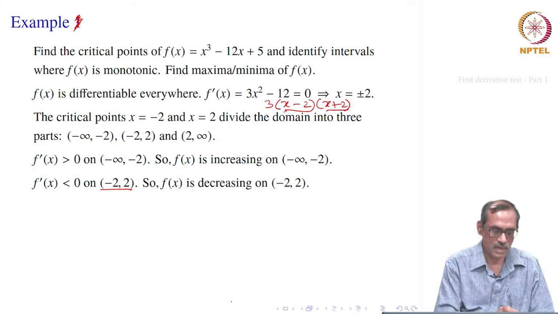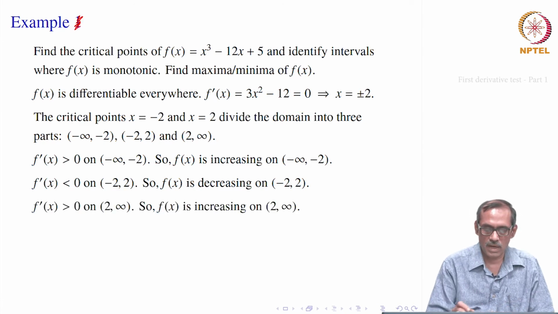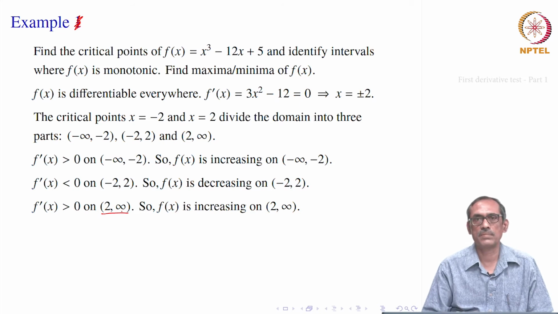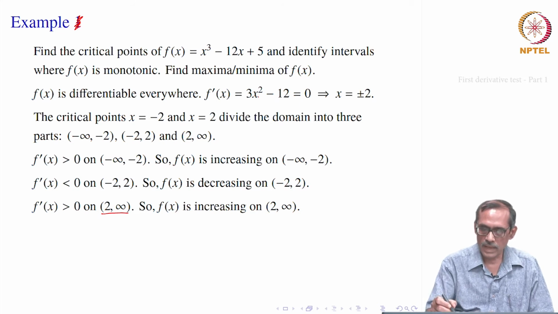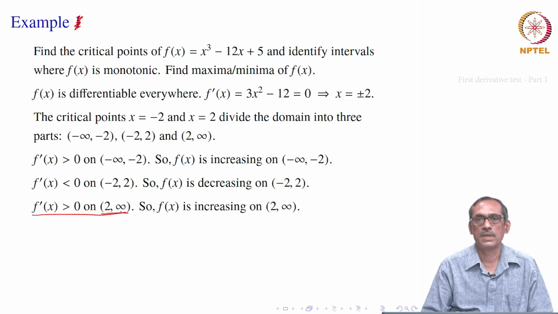So, that is clear. Now, let us consider the next interval. Suppose I choose x bigger than 2, x from 2 to infinity. Then x squared will be again bigger than 4. So, 3x squared minus 12 will be positive. f prime x is positive on 2 to infinity. Therefore, f(x) is increasing in this interval, 2 to infinity.